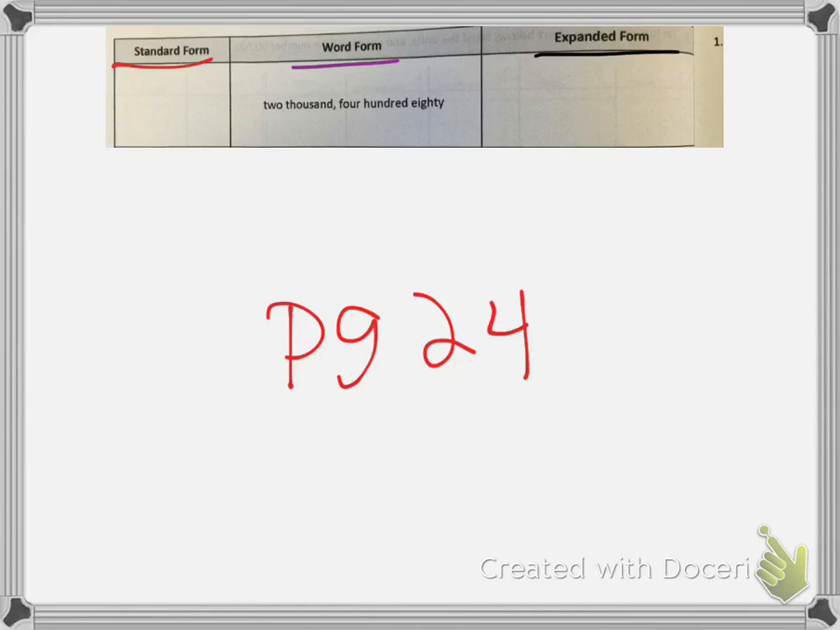So, what are those three things? What is standard form? What is word form? And what is expanded form? We're going to talk about those in the very beginning of this lesson. And then we're going to dive deeper into our problem set and work on each of those standards. Standard form, word form, and expanded form. So let's dive in. Let's talk about each one.